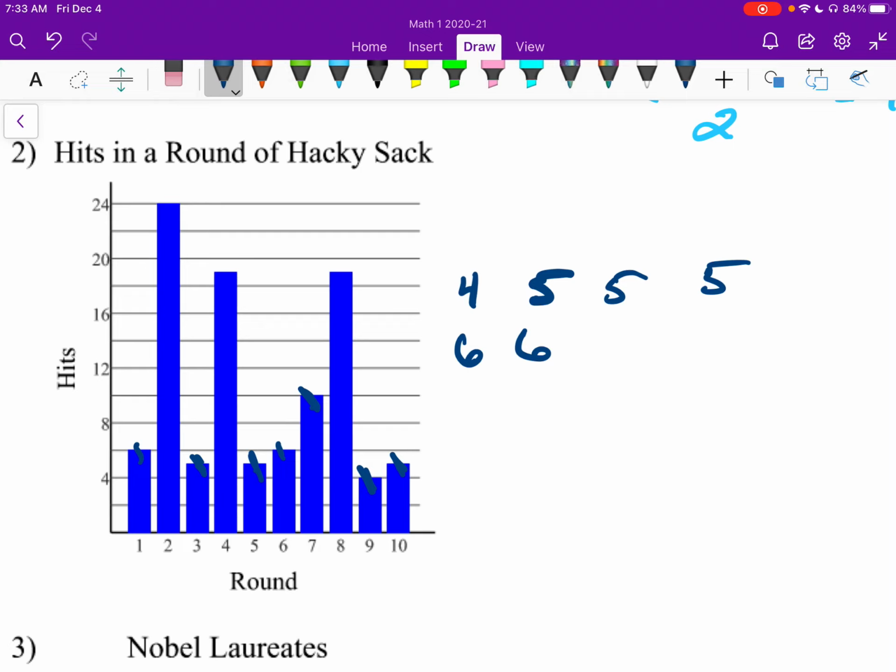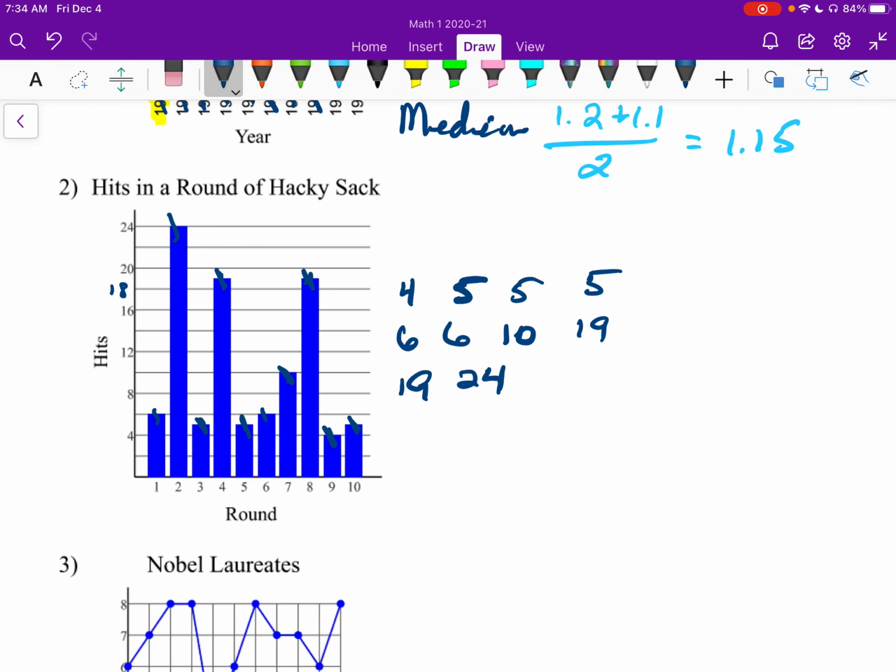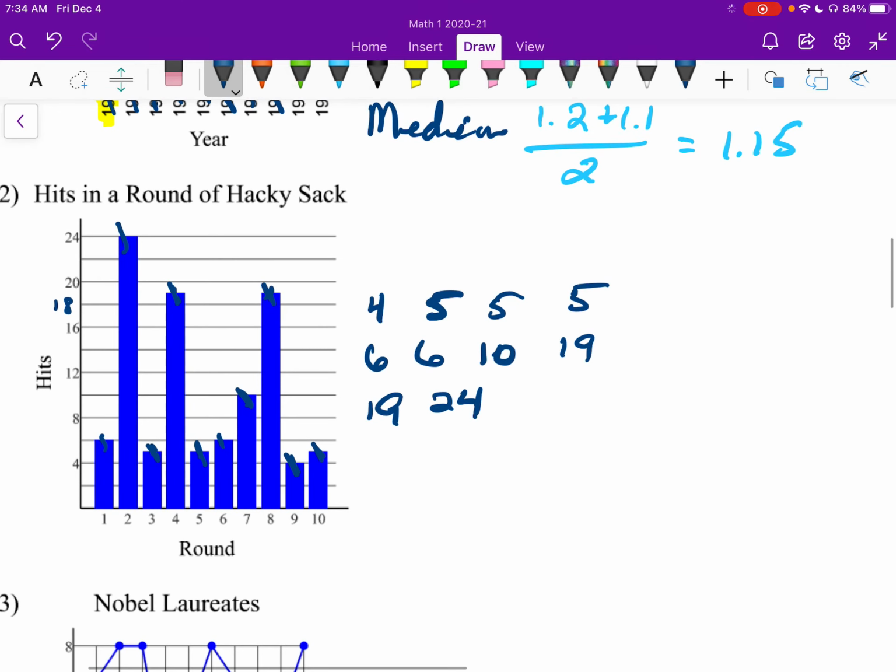What is that going to be? Is that 10? Yeah, that's 10. Then I have, this is 18, so that's 2 19s, 19 and 19, and then 24. So there's my numbers, and they're in smallest to biggest. I think that would be useful for you.